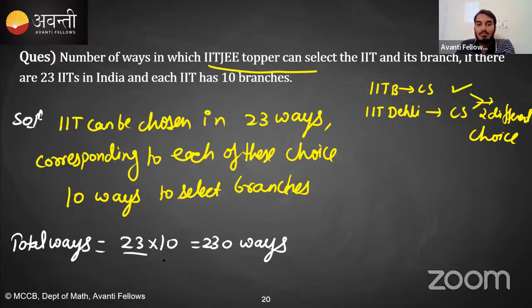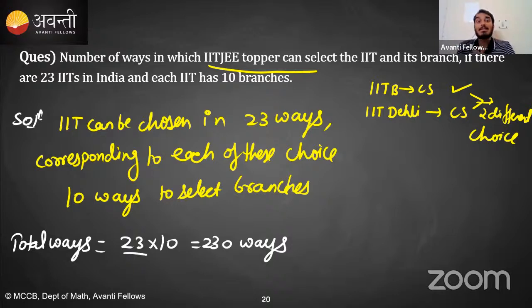23 into 10, 230 ways. Is this clear, students? Is this question clear? The question is very simple. There are 23 IITs and 10 branches, and how many ways can we choose? The topper can choose an IIT and its branch. So choose any of the 23 IITs, and corresponding to each of those IITs, choose any branch. So that means 23 into 10.